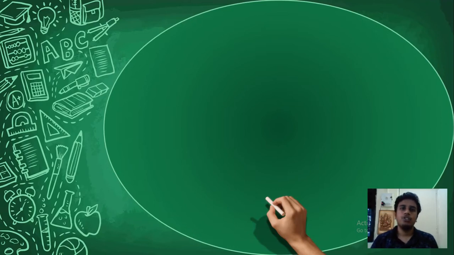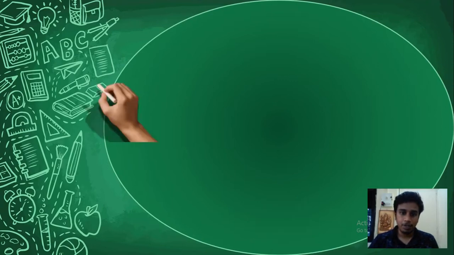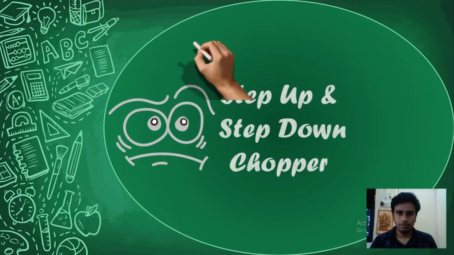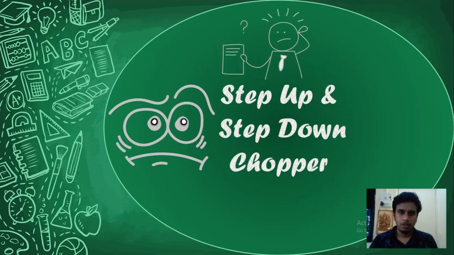So now in this session we are going to study step down and step up chopper. Now what is actually a step down or step up chopper? So these are the classification of a chopper where we increase the voltage or decrease the voltage. Now let's see how it works.